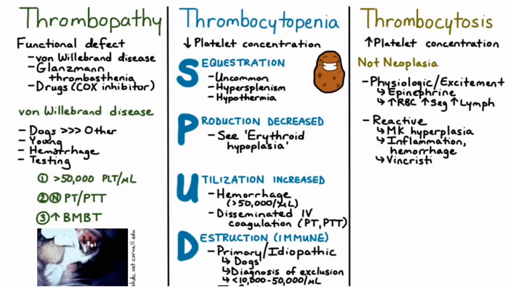thrombasthenia or thrombopathy is a functional defect, whereas thrombocytopenia is a decrease in the platelet count. Thrombocytopenia can be caused by sequestration, decreased production, increased utilization, and destruction, which can be immune or non-immune. Thrombocytosis is increased platelet concentration, which can be physiological, or due to excitement, and reactive. This is a summary of the difference between thrombasthenia and thrombocytopenia.